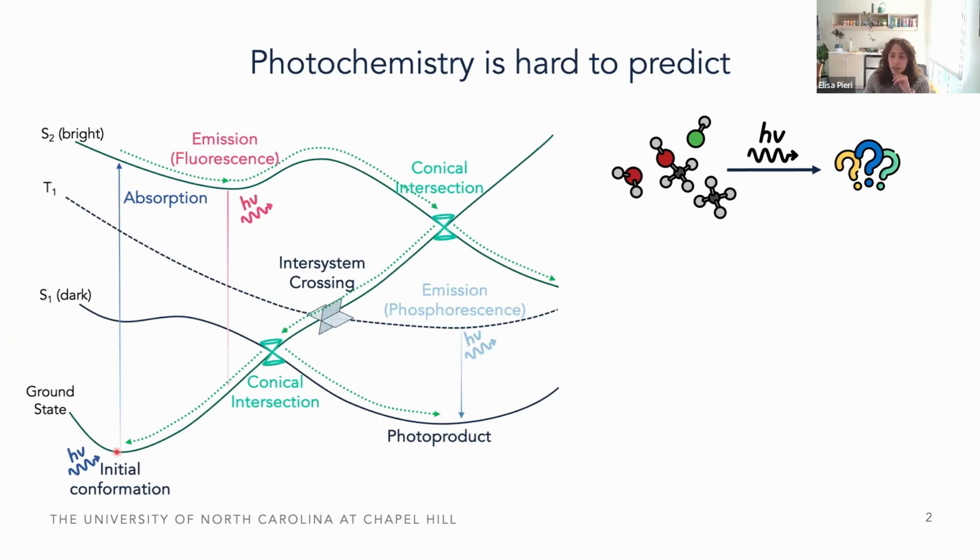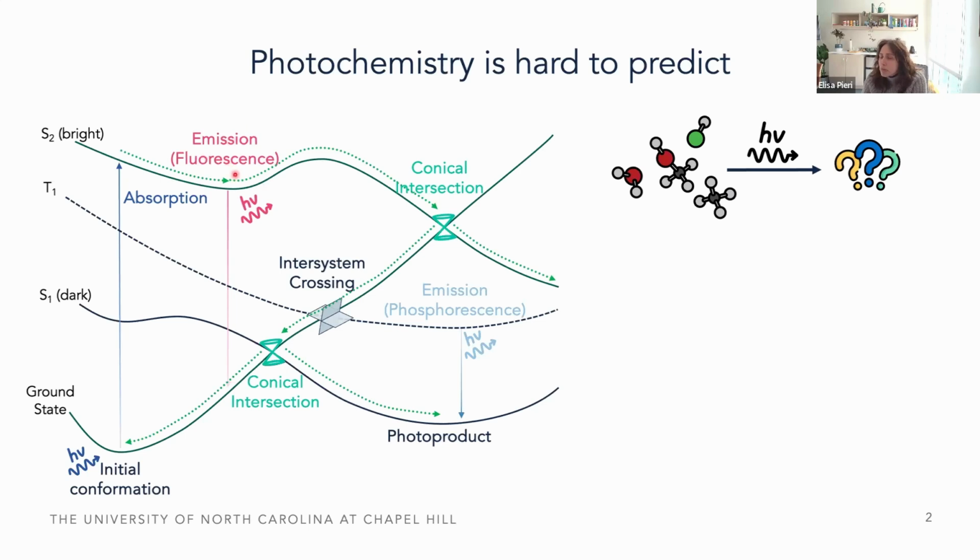So if we start from an initial conformation, we absorb a photon and we are projected on this new excited state, a new potential energy surface. But this time we are not at equilibrium because we just absorbed a photon. So we have an excess of energy. So what happens next depends on many factors, one of them being the velocity that we have since we have this large kinetic energy, but also on the shape of this new potential energy surface.